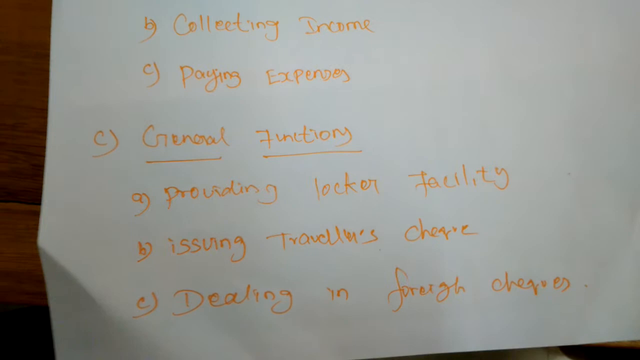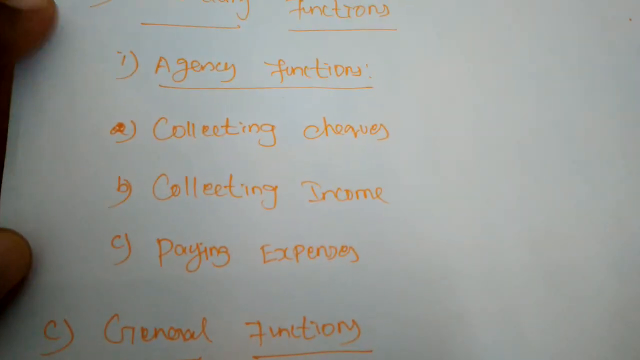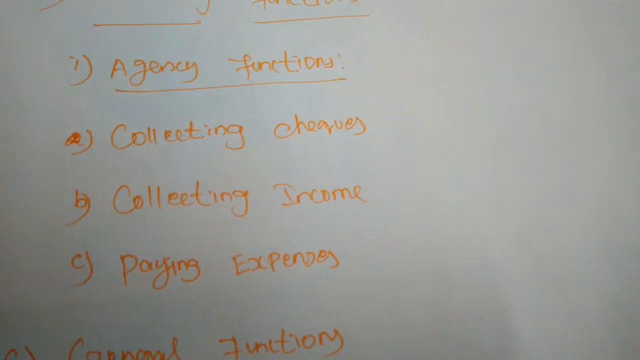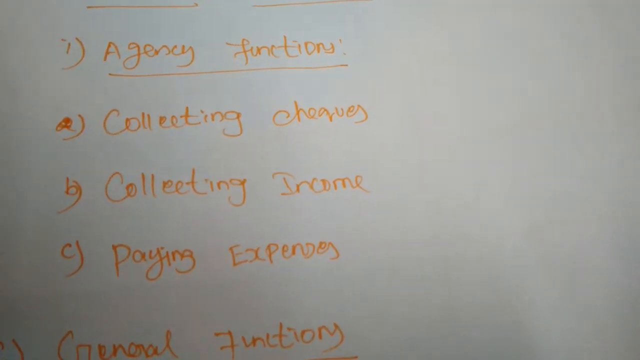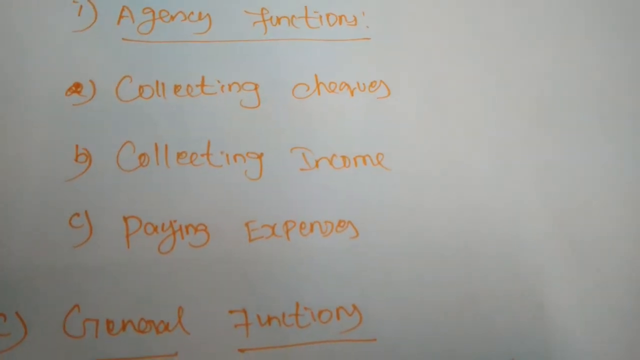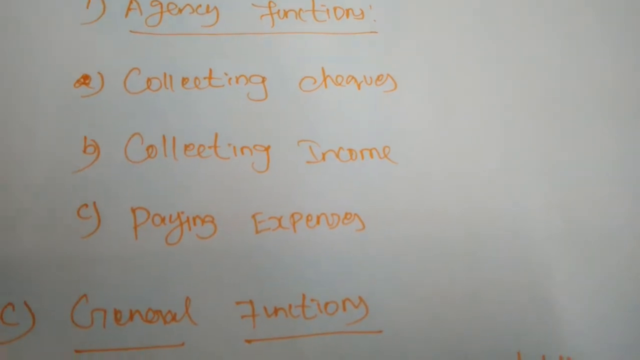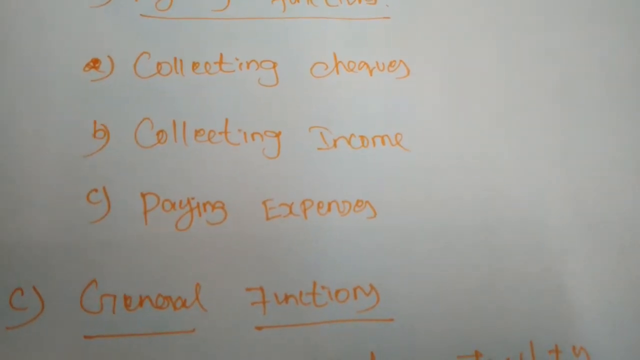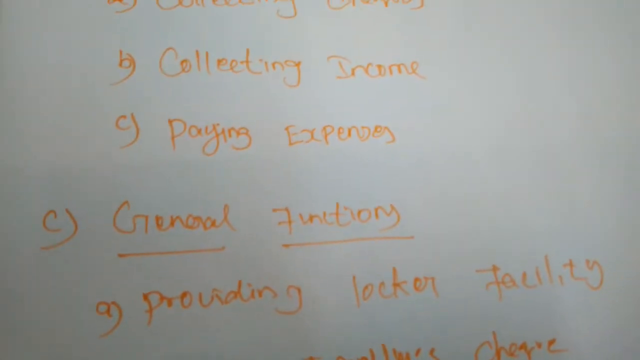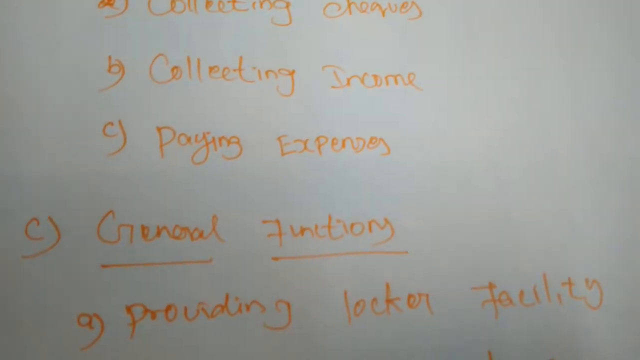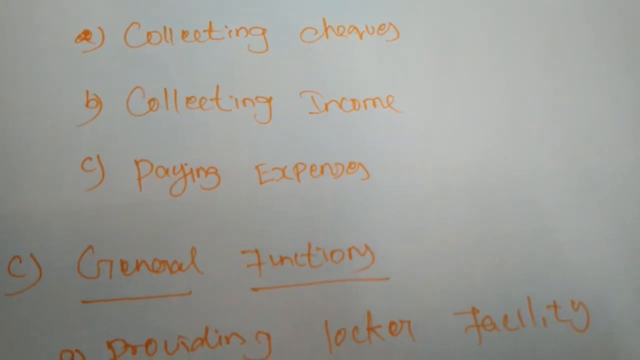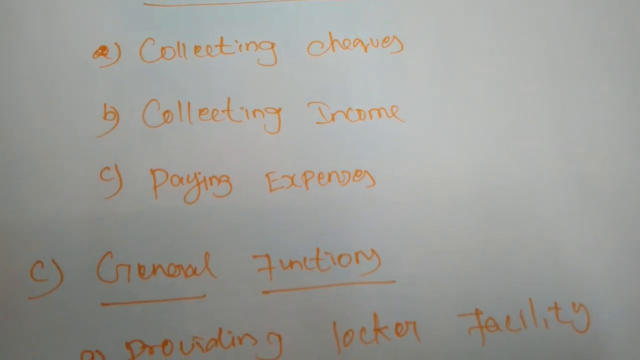Next, general functions. First, under the agency function, three types of functions are performed by the commercial banks. First one is collecting checks. Next, collecting income. On behalf of the customers, the commercial bank collects their income, such as remunerations, pensions, monthly income, and wages, and pays expenses. If they want to purchase any luxuries or commodities, instead of the customers, the bank will pay without fail.